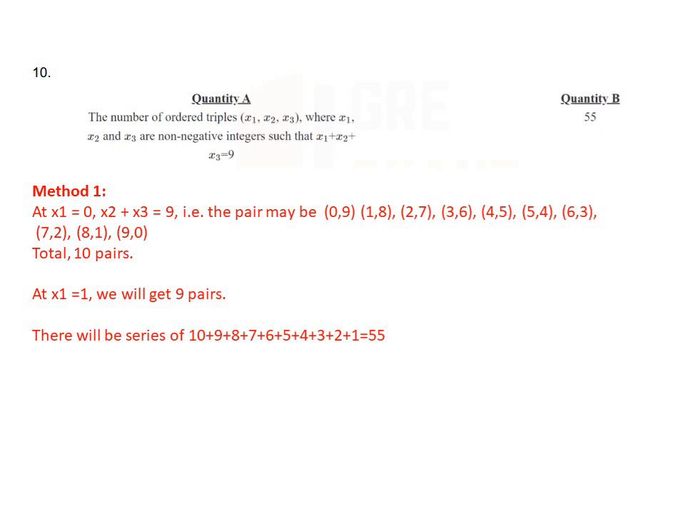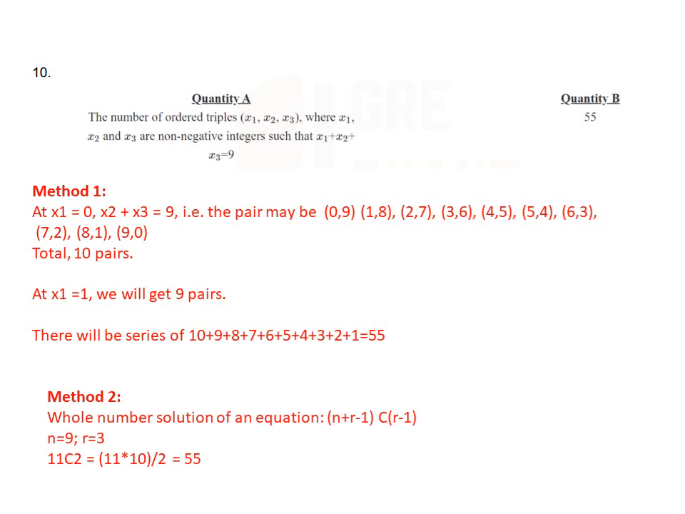Similarly, at x1 equal to 1, we will get 9 pairs, and it will reduce in successive order. In this way, we get 10 plus 9 plus 8 and so on up to 1. So the summation of 1 up to 10 will be 55. That is equal to quantity B. So the answer is option C.